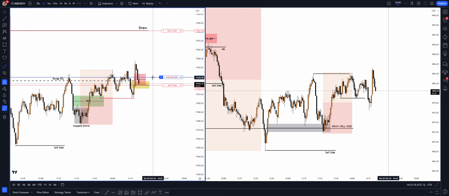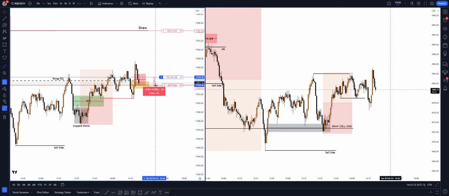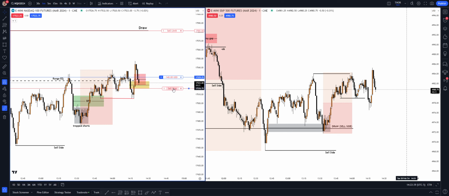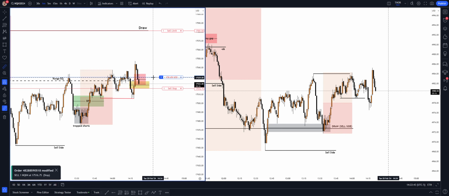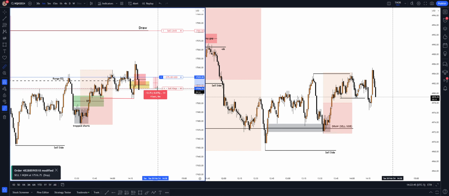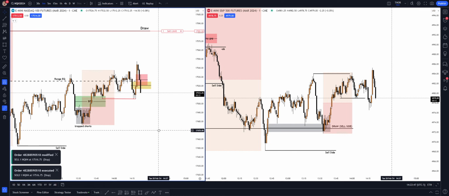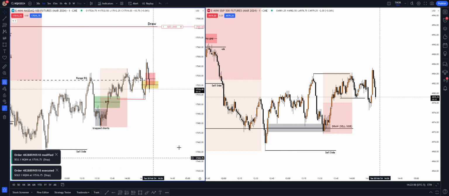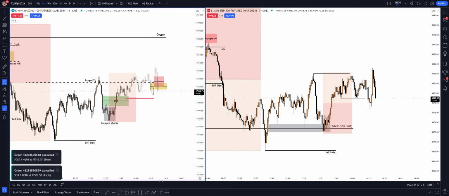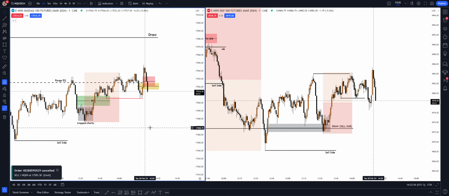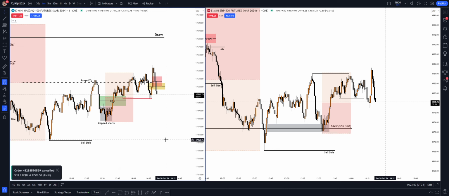Wait, am I 12.5%? Oh, hold on. Wrong stop loss placement. 12.5 is what about here? No, not good. So one break even, one loss. I'm not gonna be looking for a third trade because that's my rule.